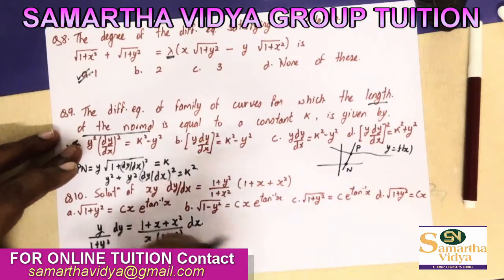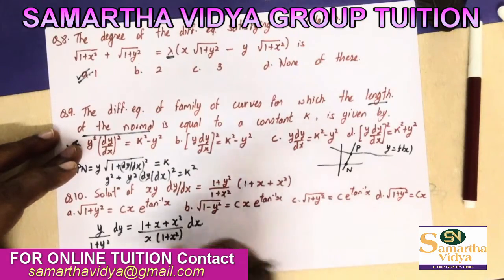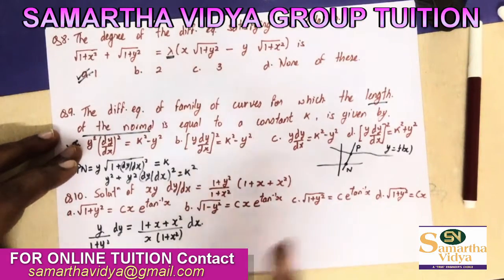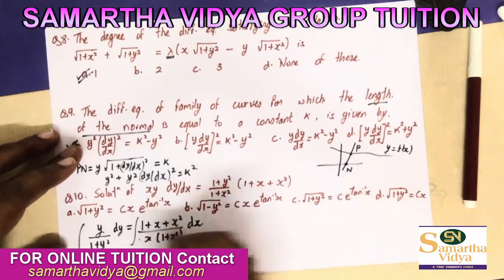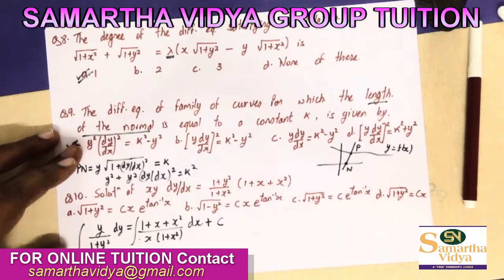So we have the y term separated and the x term separated. So this is what is basically the variable separable form. Once you have the variable separable form, you need to just simply integrate both sides. So if I'm taking integration on both sides, I'll be having a plus constant c which is to be added.